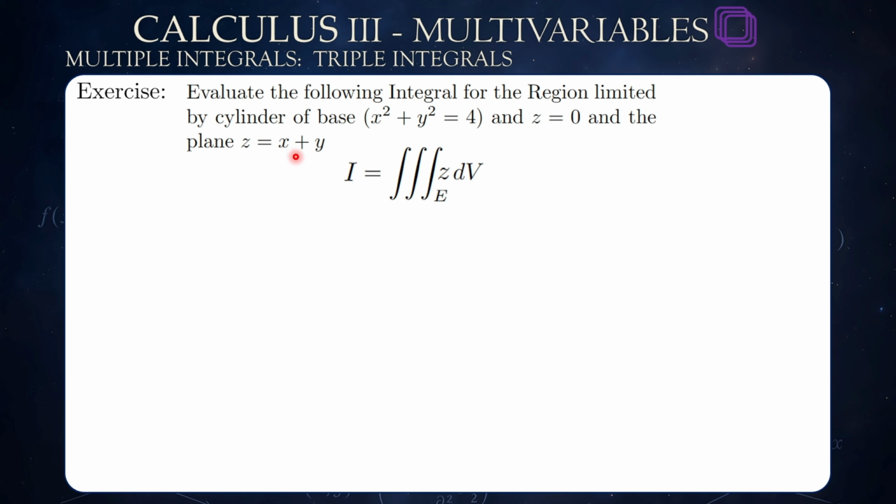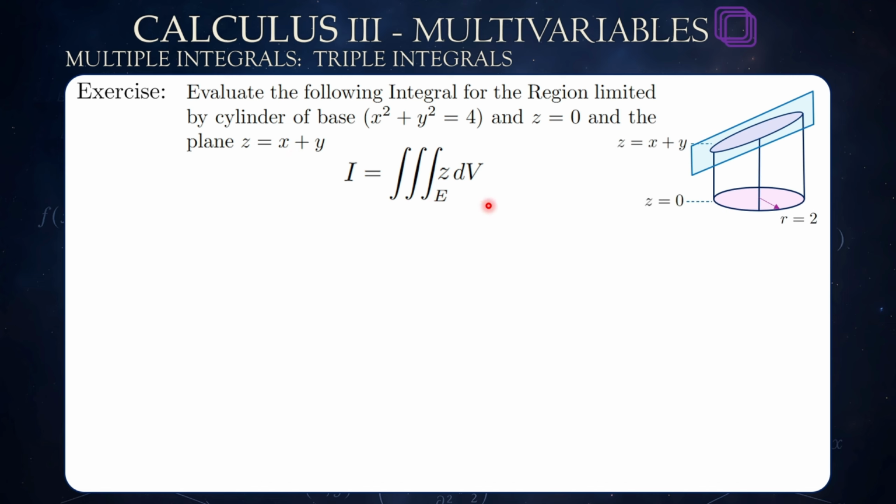At first, we need to define the region E. This region is given by x squared plus y squared equal 4, which is the projection on the xy plane of the cylinder. So x squared plus y squared equal 4 is the circle of the cylinder, or this is the section of the cylinder on the xy plane. As for the height of the cylinder, it is limited by z equal to 0 and z equal to x plus y, which is a plane slashing the cylinder on top. So these are the boundaries.